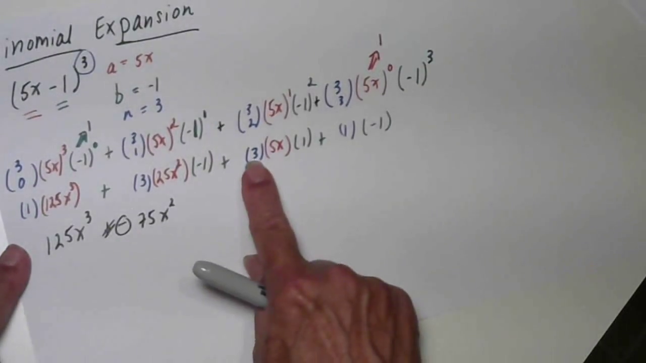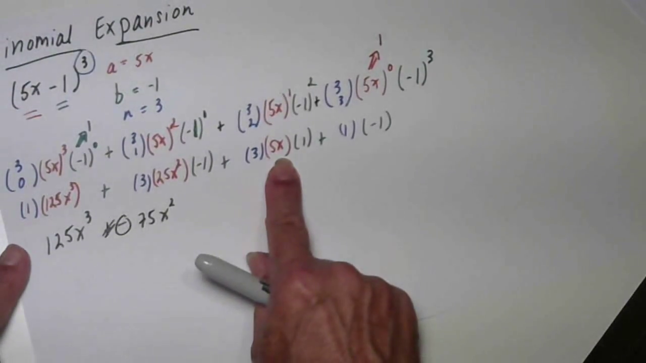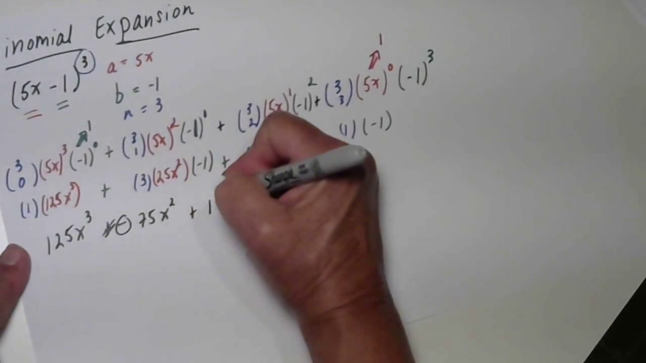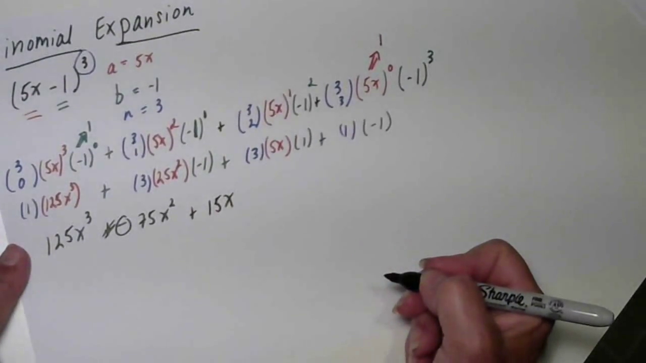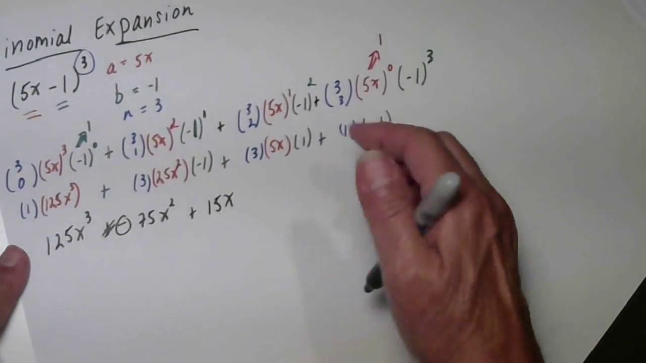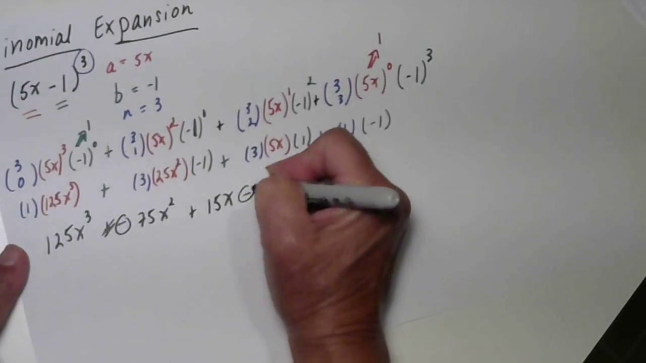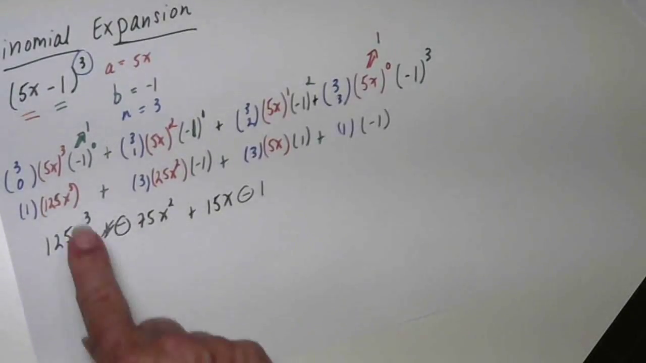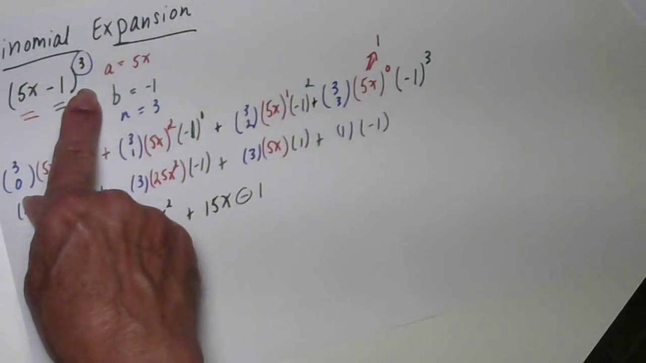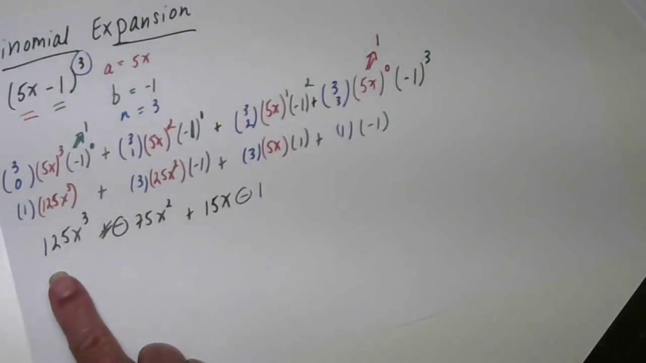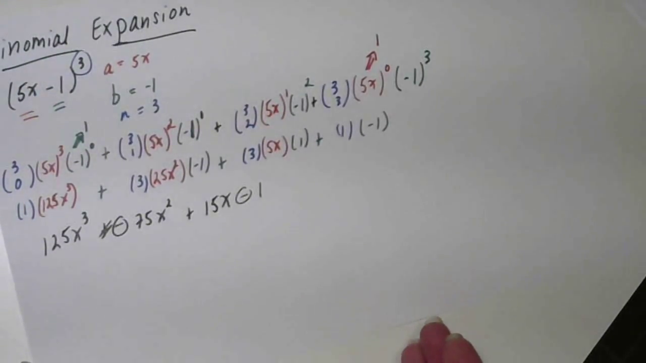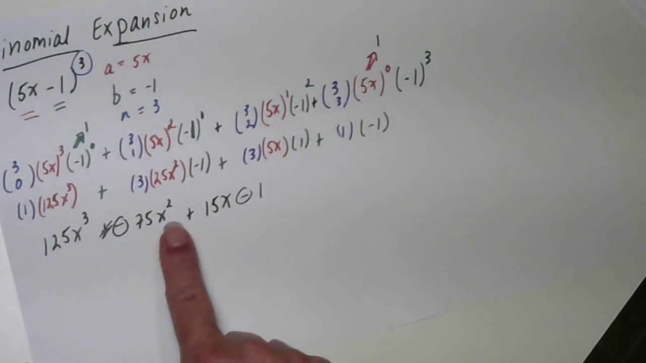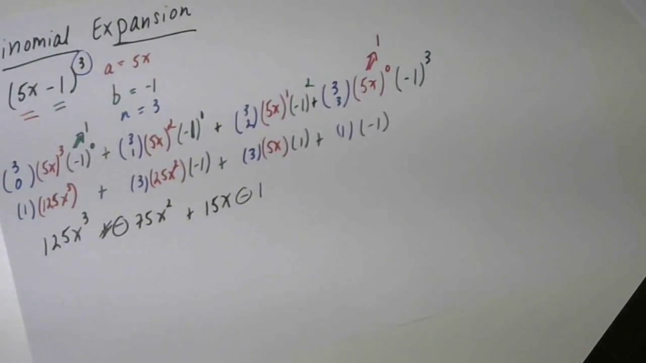Moving on to the next term, we have 3 times 5x, which is 15x, times 1. So this is 15x. And last but not least, we have 1 times -1, which is -1. So again, as I said, the binomial expansion is full of patterns. If we look here, when we have a negative for our B, the pattern is always going to be that our signs will alternate between positive and negative. And that's what we have here. Positive, negative, positive, negative. And if our expansion continued, that pattern would also continue. So that's an example of a binomial expansion.